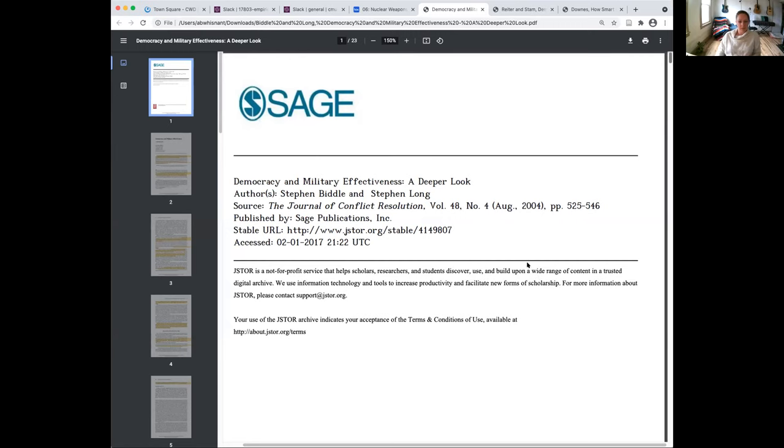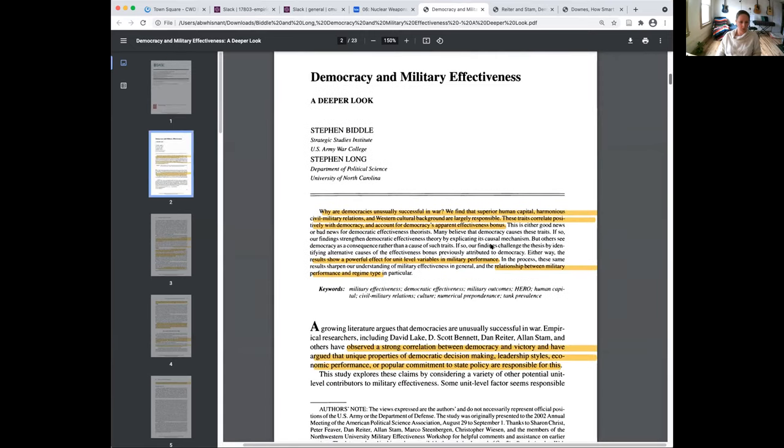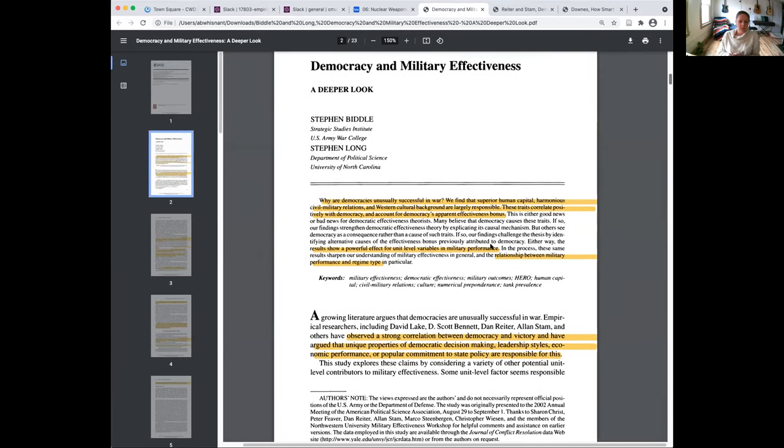Okay, so this is one of the papers that I had to read for my other class in international security. Democracy and Military Effectiveness by Biddle and Long. Back in the 90s, there was a lot of work around correlating regime type, particularly democracy, with the outcome of wars. People noticed that democratic regimes tended to win wars more often than other types of regimes. So this is one of the papers that's looking into why that might be the case.